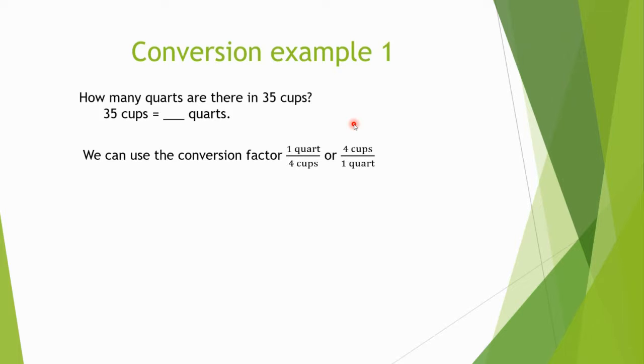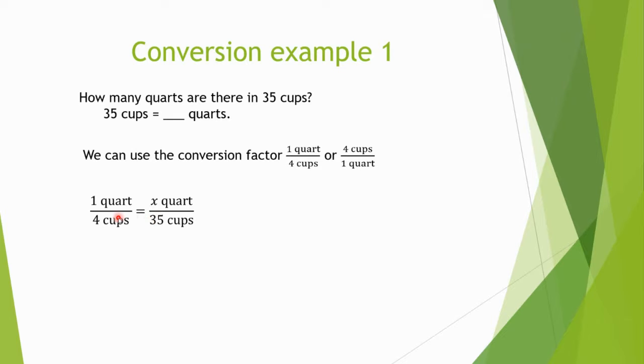So I chose the first one kind of randomly, okay? So we have 1 quart over 4 cups. That's the rate we're going to have. Now we don't know how many quarts there are in 35 cups. That's x. So x is how many quarts there are in 35 cups.